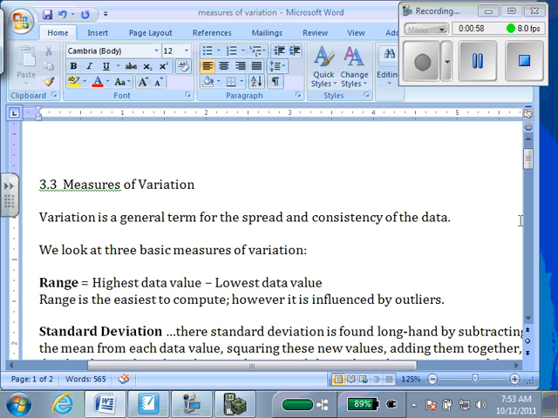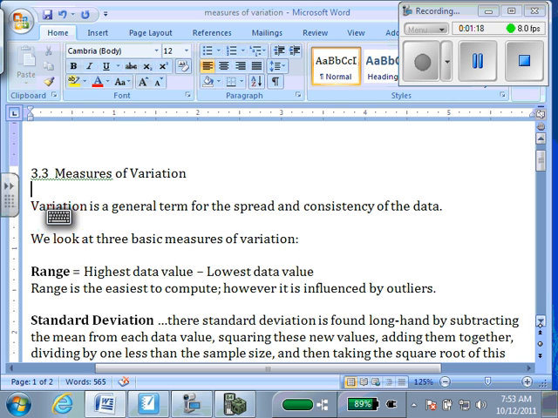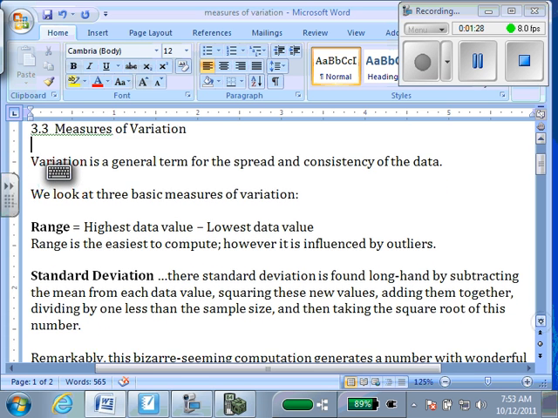Standard deviation can be found longhand by subtracting the mean from each data value, squaring those answers. That makes them all bigger and positive. It exaggerates the differences. And adding them together, dividing by 1 less than the sample size, and then taking the square root of this value. That creates the standard deviation.